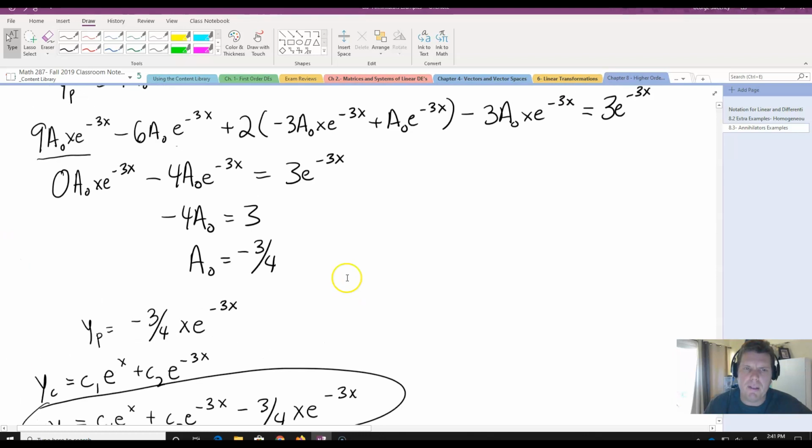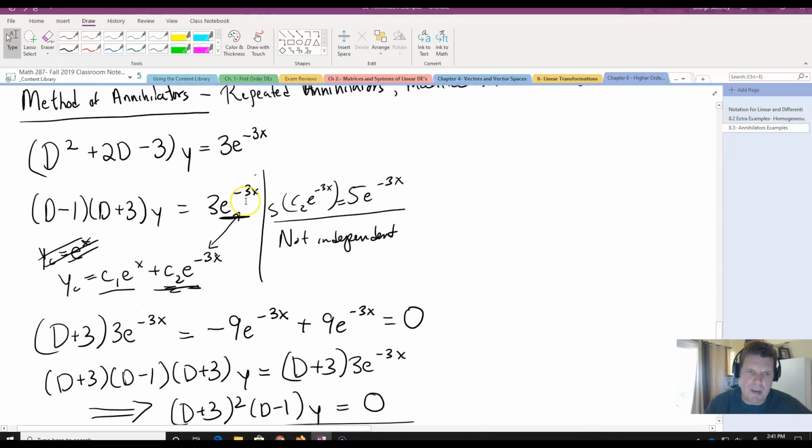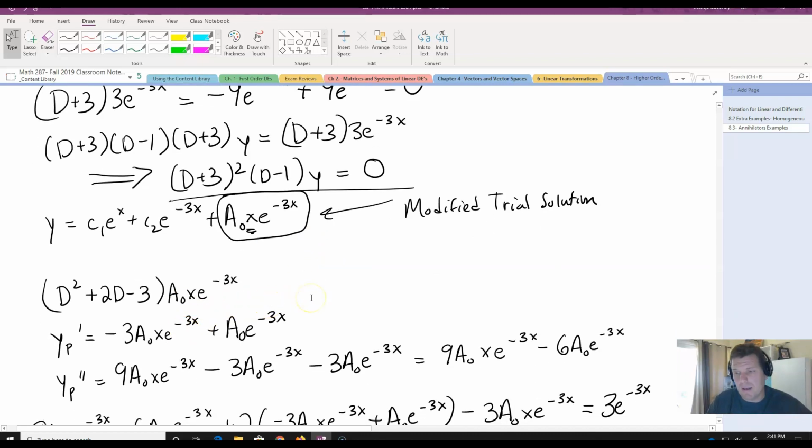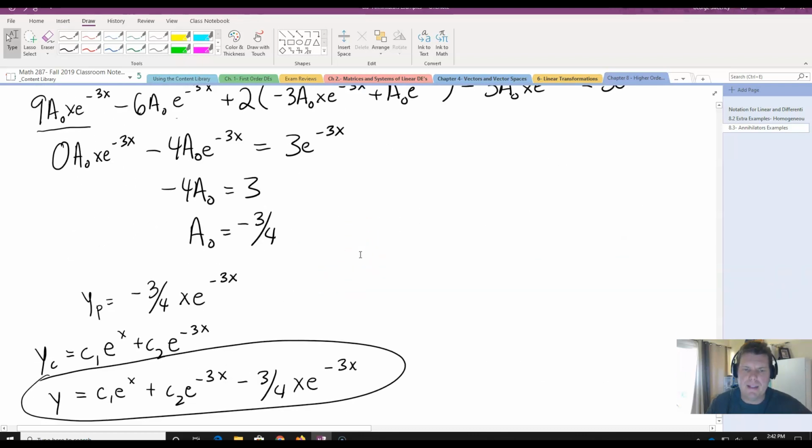So the big thing to take away from here, the thing that's gone differently now, is we compared our non-homogeneous part to our complementary solution and saw that they actually shared a term, or shared a solution. And so consequently, we needed to modify our trial solution by multiplying by an x, or a power of x, depending upon the solution. Then we just went in and did our process again. We operated on a naught x e to the negative 3x, and set that equal to 3e to the negative 3x, and then solved for a naught. And that gave me the solution to my differential equation. And that completes this.